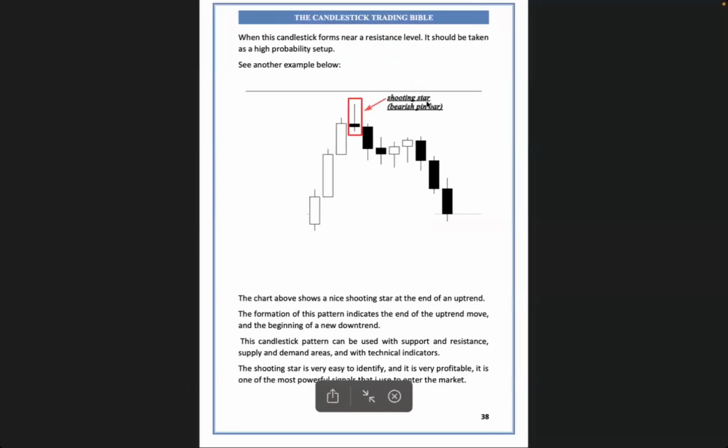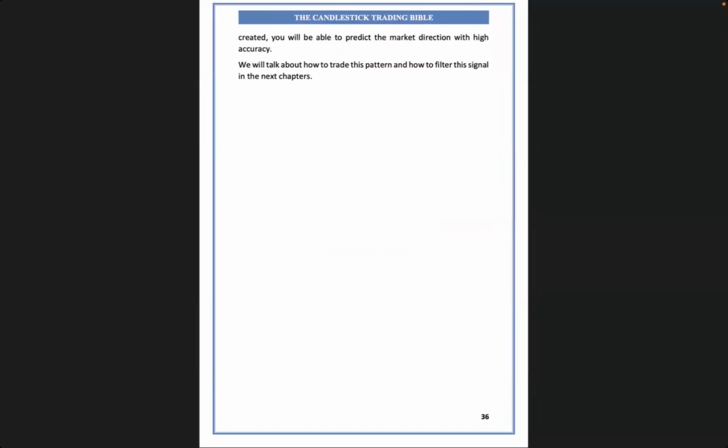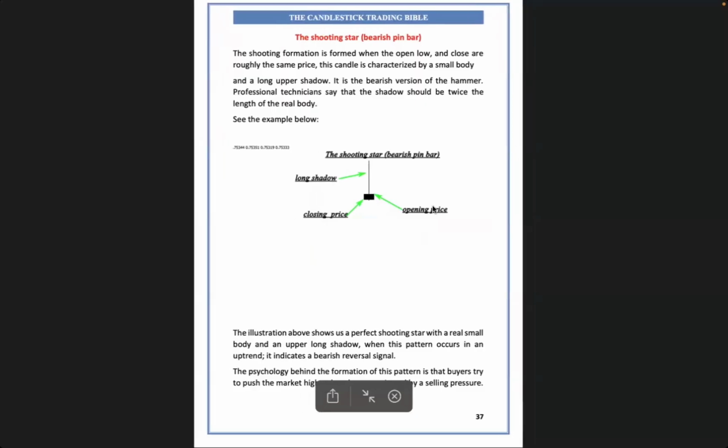I don't know if we did shooting stars and hammers the last time. I think we briefly went over that too.